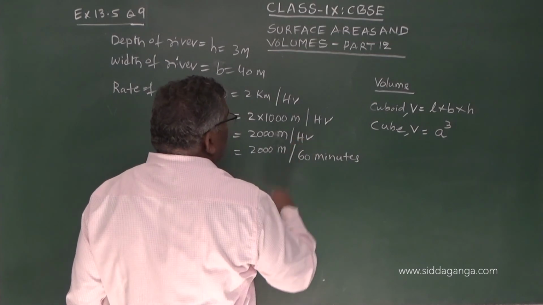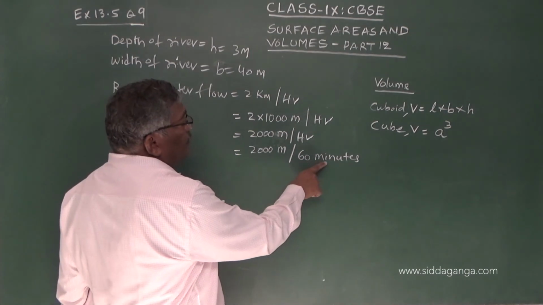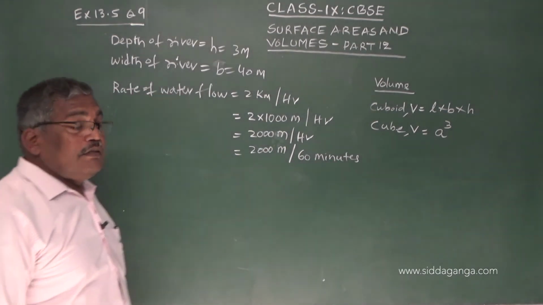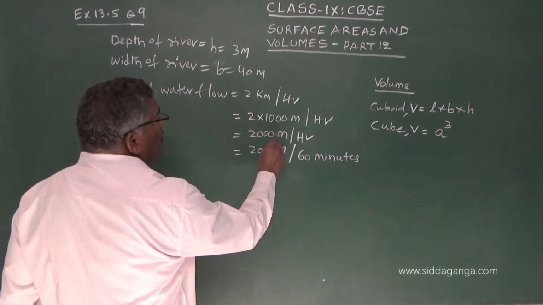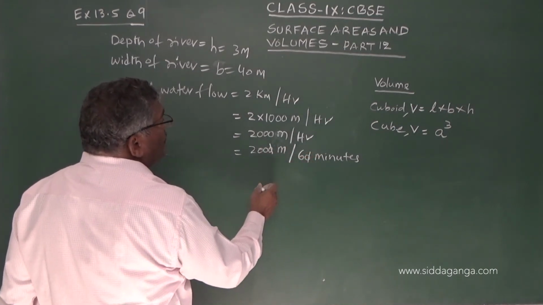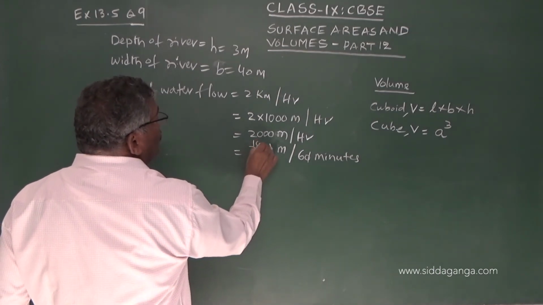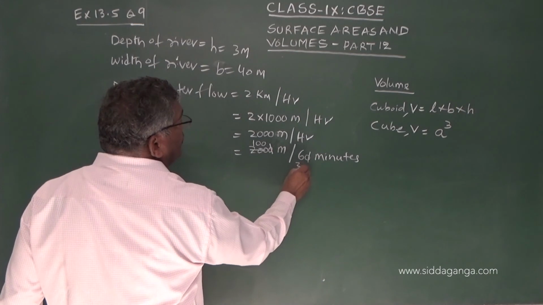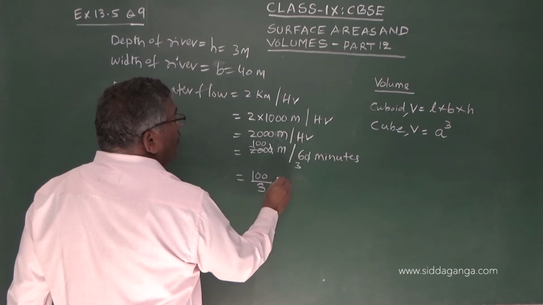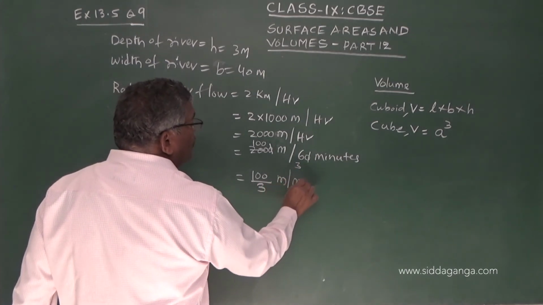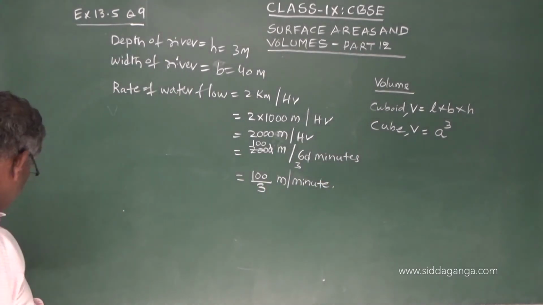For 1 hour it is 2000, for 60 minutes, so for each minute we have to divide by 60. The 10 gets cancelled, and this works out to be 100 by 3 meters per minute. 100 by 3 meters per minute.